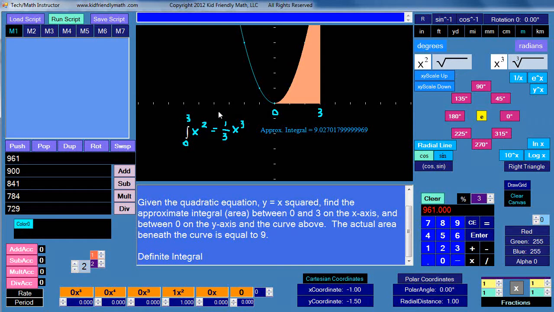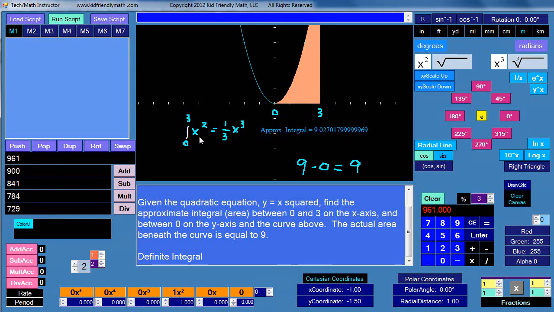So that would be your integral, and then you would plug this value into there. So 3 cubed would be 27, and 1/3 of 27 is equal to 9. So you'd have 9 there for your upper limit, and then you would plug your 0 in. So 0 cubed is 0, so that term is equal to 0, and you would subtract 9 minus 0, which is equal to 9, and you would actually end up with the real area beneath this curve.